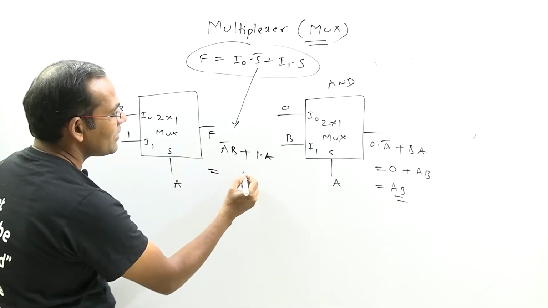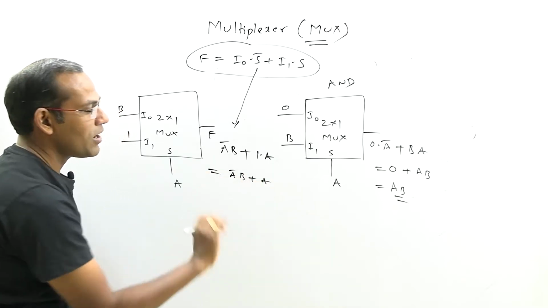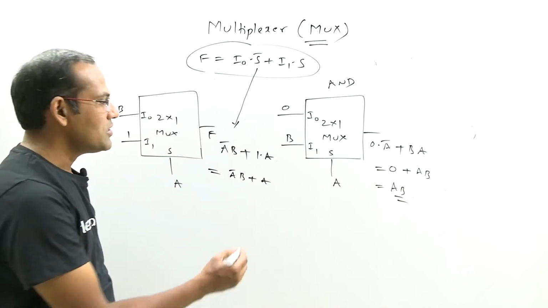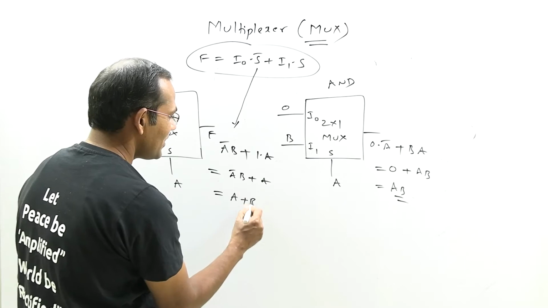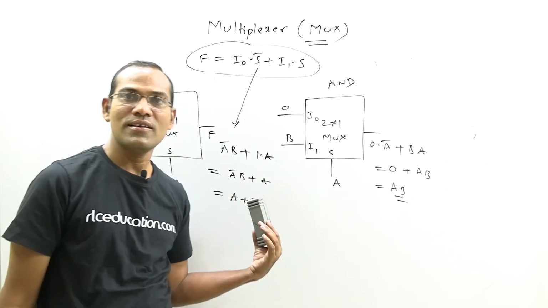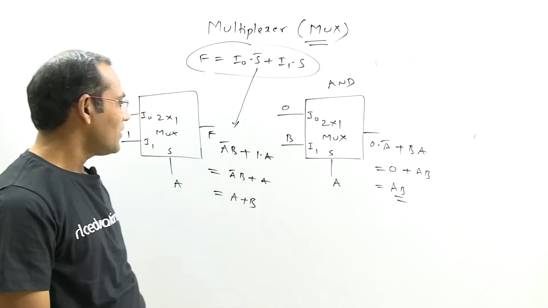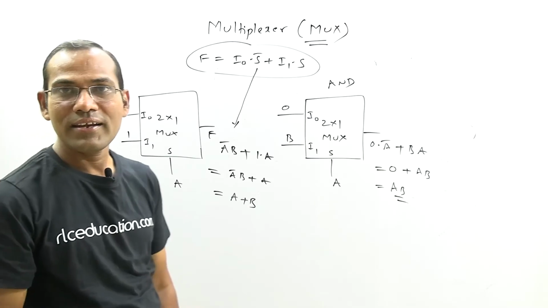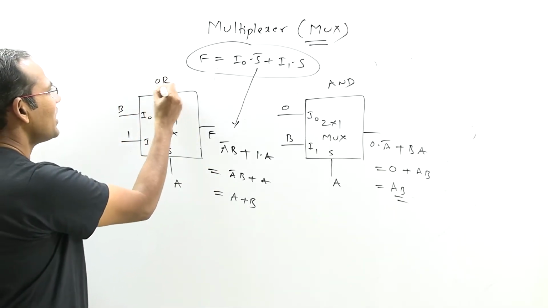It's in the format A plus A bar B. This is one standard minimization rule: A plus A bar B is always equal to A plus B. Sometime back I have shown this rule. A plus A bar B is equal to A plus B. If you observe, A plus B means OR gate. So whenever you connect like this, it works as an OR gate.